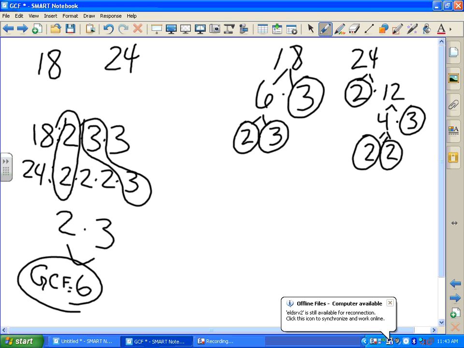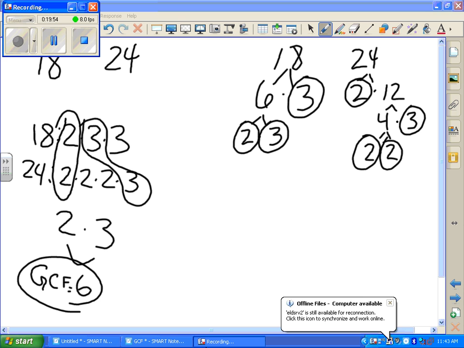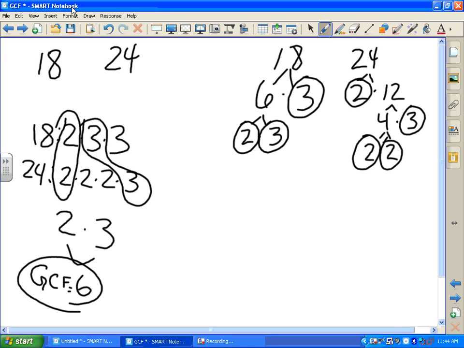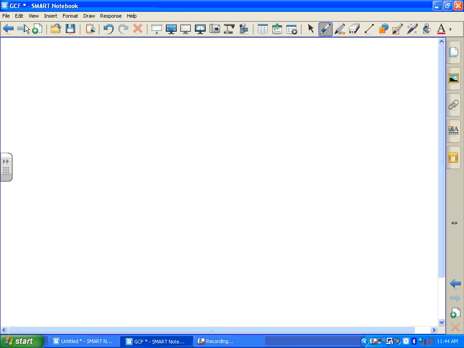Eraser has enough ink. Okay. If you would please. Okay, last example I'm going to show you what we're going to do together, and then you're going to start doing it on your own. Okay, 54 and 15.